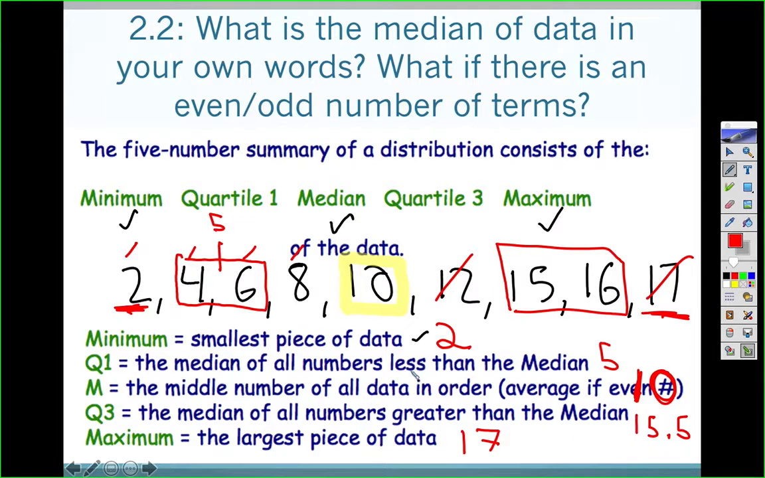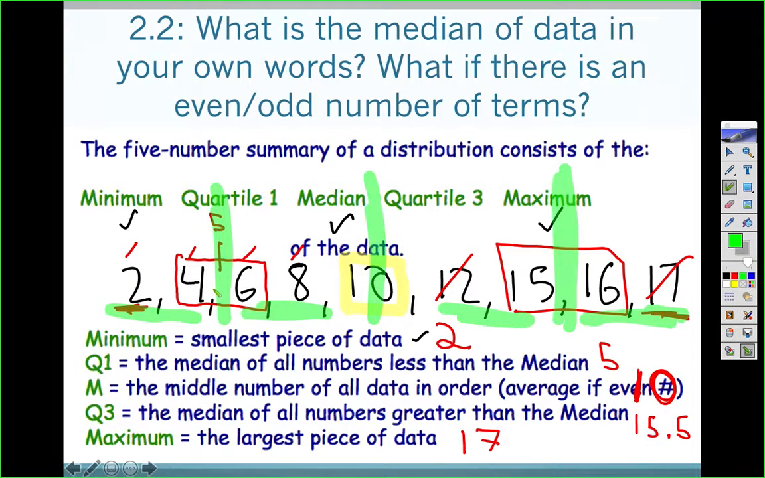What a 5-number summary does, let's take a look as I take out a highlighter here. What a 5-number summary does is it divides the data into quarters. Take a look. To the left of the first quartile is 2 numbers. After the first quartile is 2 numbers, then the median, then 2 numbers, then quartile 3, then 2 numbers. It broke the data into quarters. That's why they're called quartile 1 and quartile 3.